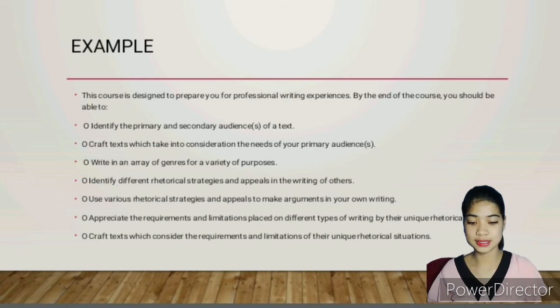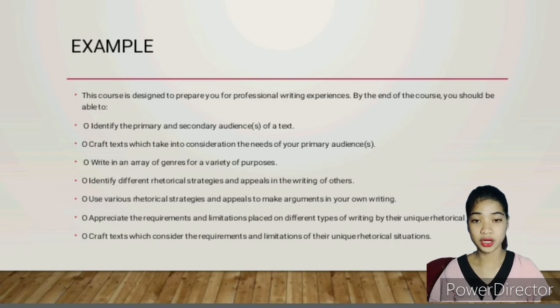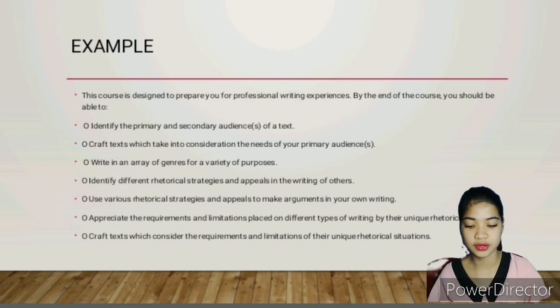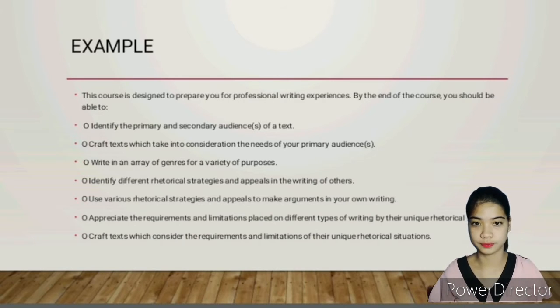This course is designed to prepare you for professional writing experiences. By the end of the course, you should be able to: number 1, identify the primary and secondary audience of a text; craft texts which take into consideration the needs of your primary audience; write in an array of genres for a variety of purposes; identify different rhetorical strategies and appeals in the writing of others, and so on.